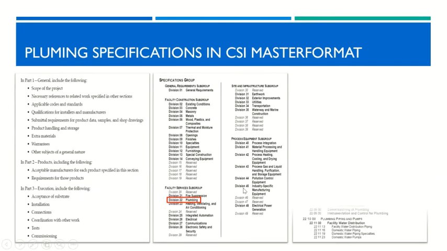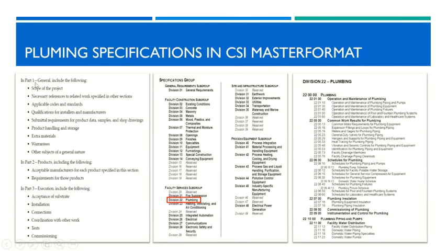This is an example of specification. As we see here, 3 main parts: general, product, execution. And here, as per CSI, the plumbing normally comes in the 22 division. Okay, and here plumbing systems, as we see here.